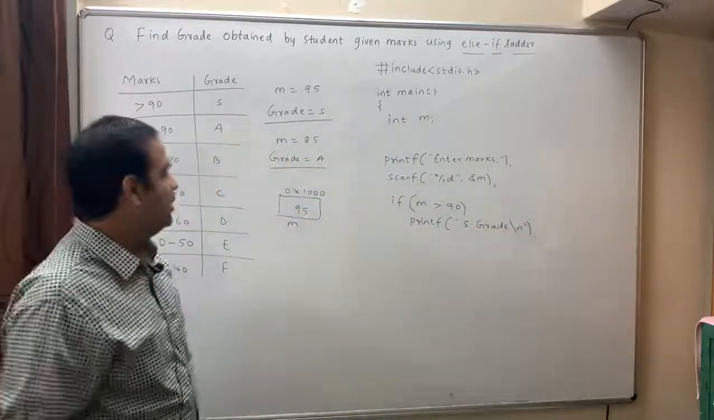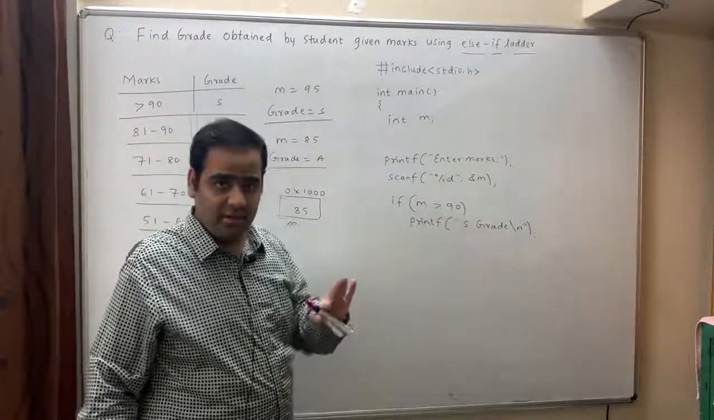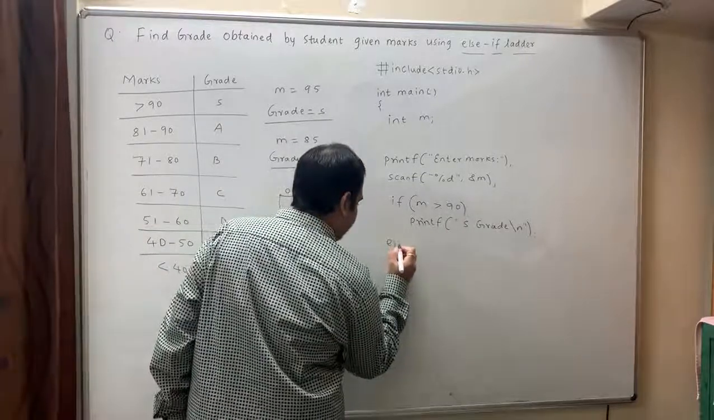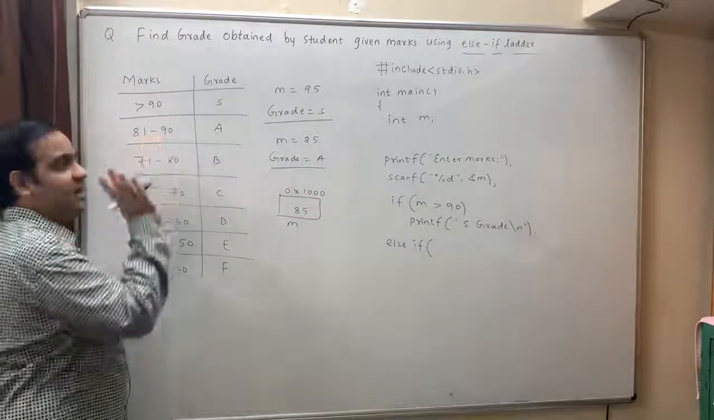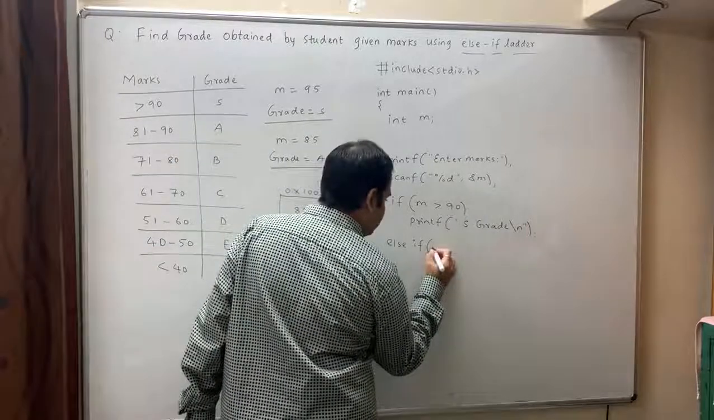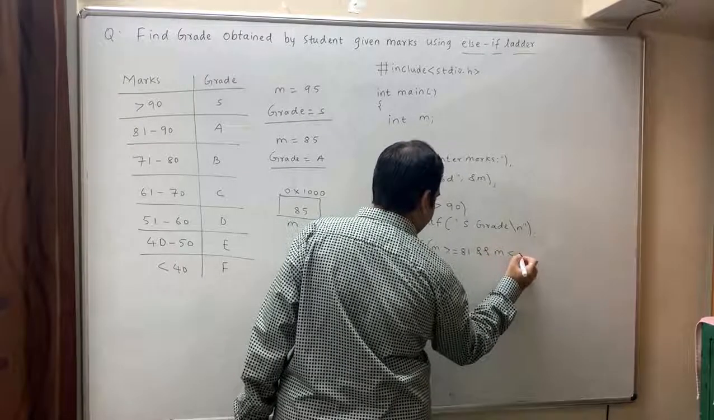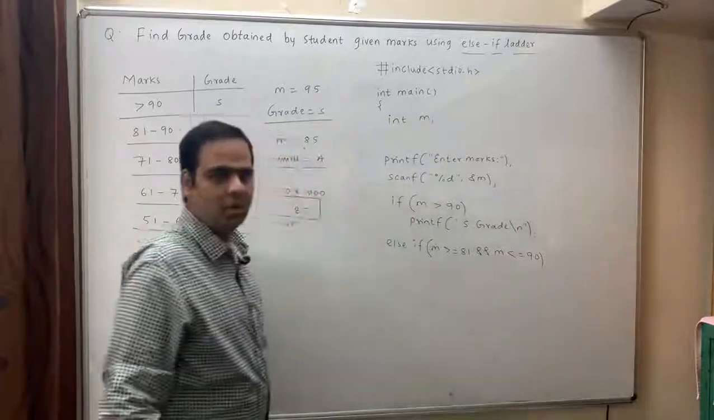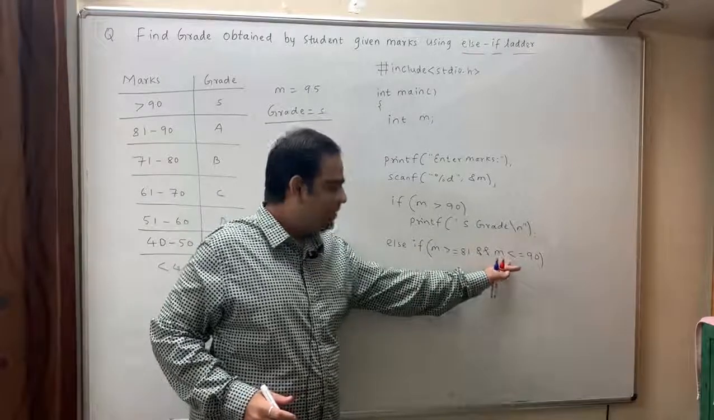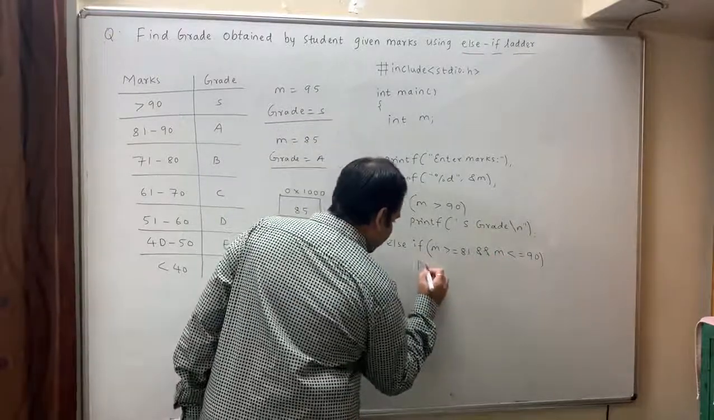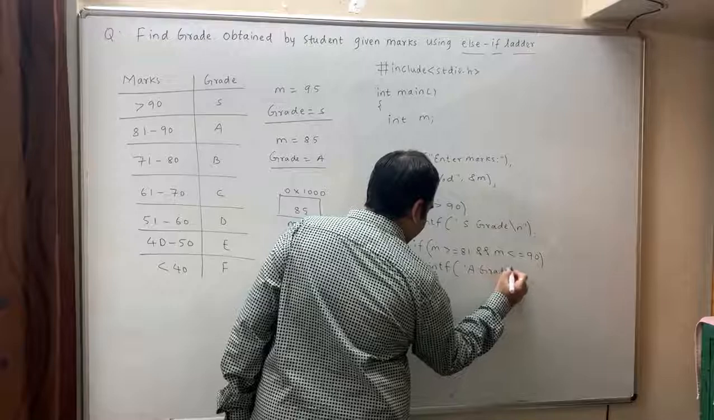Fair enough, done. Now let us assume the marks is 85. Now it will check 85 greater than 90. No. That means I need to check for the second condition, and I say else if. What is the second condition? It is in between 81 to 90. It means marks should be greater than or equal to 81 and marks should be less than or equal to 90. Okay, because it is in between 81 to 90. Now 85 greater than or equal to 81 is true, 85 less than or equal to 90 is true. Then what do we write over here? We say printf A grade.